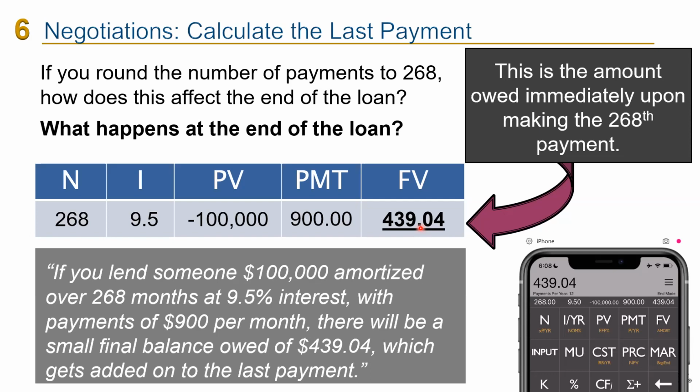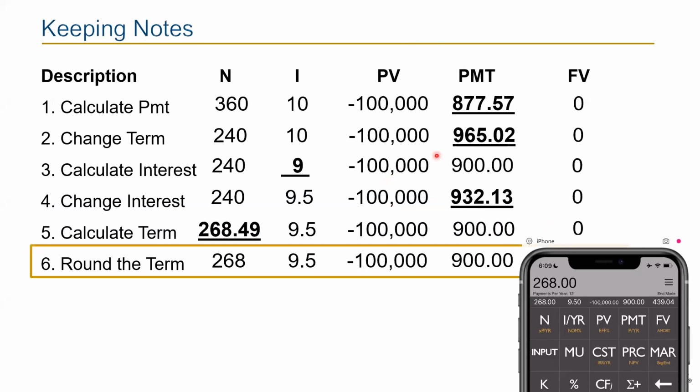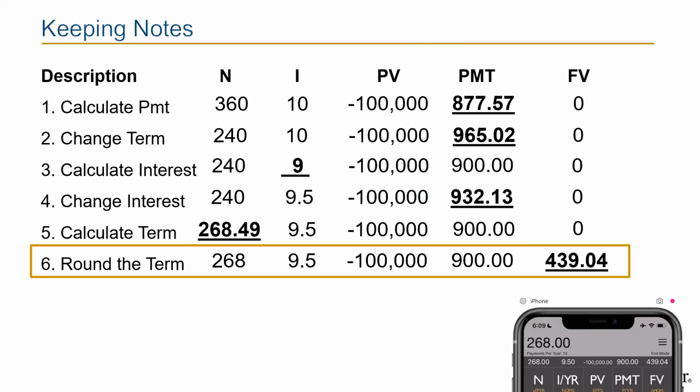There is a very common misconception on this. Some people want that $439 to be due the following month. It is not. It is the amount that remains to be paid as soon as that 268th payment is made. So for the payoff, you have to add it together. Okay. And if we put that on our notes, we see here that we rounded the term, and we realize that there's going to be a small balloon payment or a small balance owed at the end of the loan.